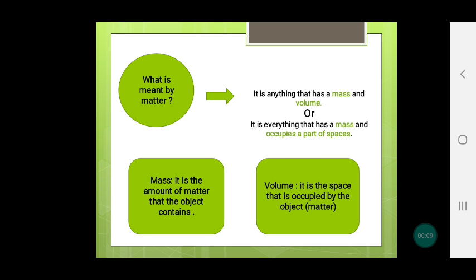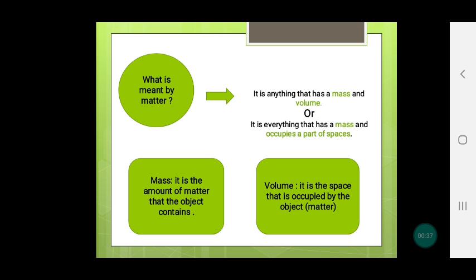We have to start with a very important definition, which is the word matter. So what is meant by matter? Matter is defined as anything that has a mass and a volume. Or I can say that it's everything that has a mass and occupies a part of space. The word volume means occupies a part of space.